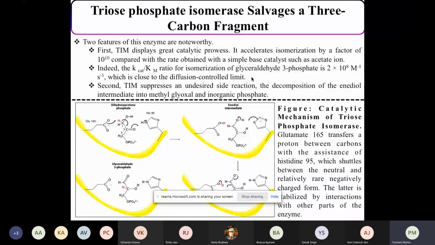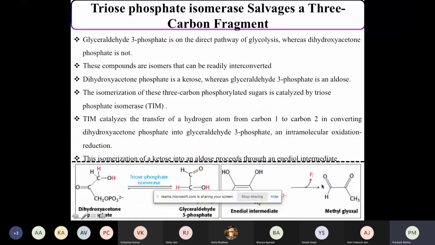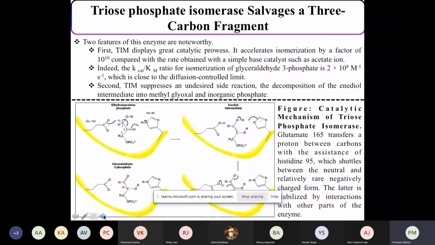So here we are going to talk about another advantage of TIM. TIM suppresses an undesired reaction, that is decomposition of the enediol intermediate into methyl glyoxal and inorganic phosphate, as we discussed over here. So here the enediol can be converted into methyl glyoxal, but if this intermediate is bound on the surface of the enzyme, it will not allow Pi to be removed non-enzymatically. Rather, this Pi will remain bound and be utilized for the formation of the product.